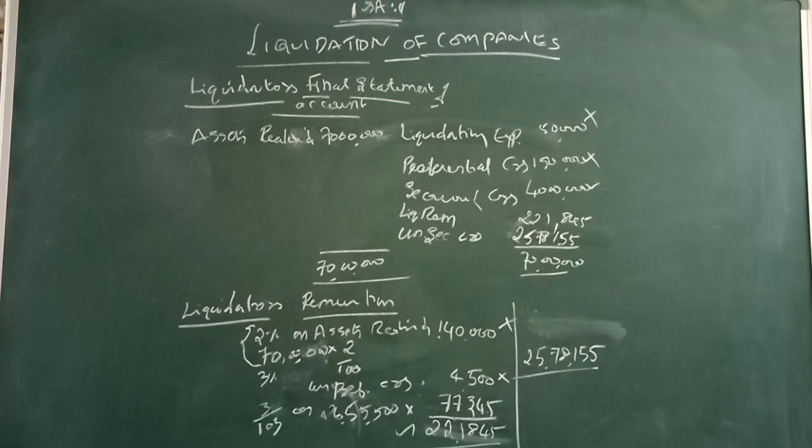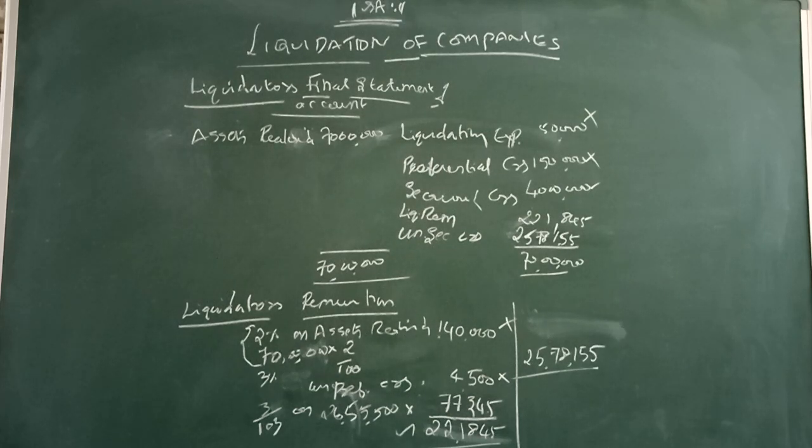In that manner, of course, that is not given in this question. So we are taking a straight question. This is a very straight question. What is the asset realized? 70 lakhs. Then, number one, liquidation expenses is given as 50,000, which we are paying. Preferential creditors, we are paying.